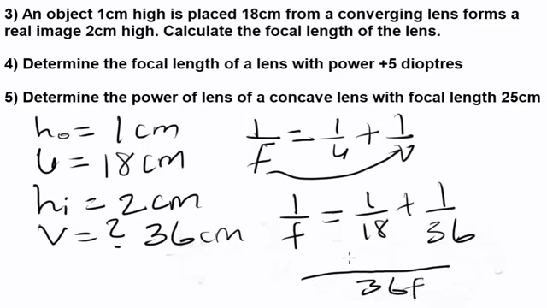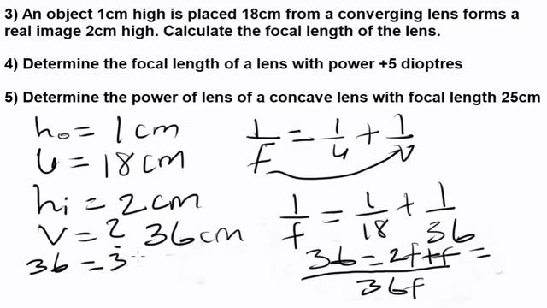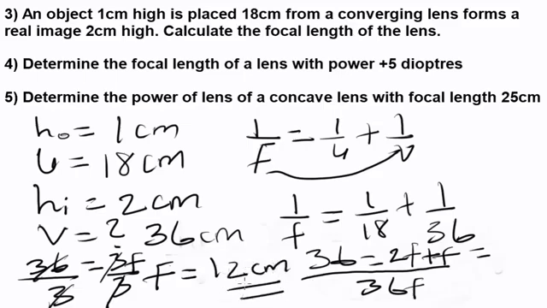So f into 36f, we're going to have it to be 36; 18 into 36f, we're going to have it to be 2f; plus 36 into 36f, we're going to have it to be f. So we're going to have 36 equals 2f plus f, equals 3f. So to get the focal length, divide both sides by 3. Therefore, our focal length, 36 divided by 3, is going to give us 12 cm. And that will be the focal length.